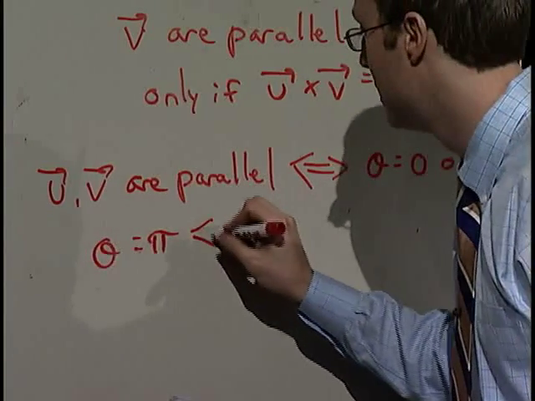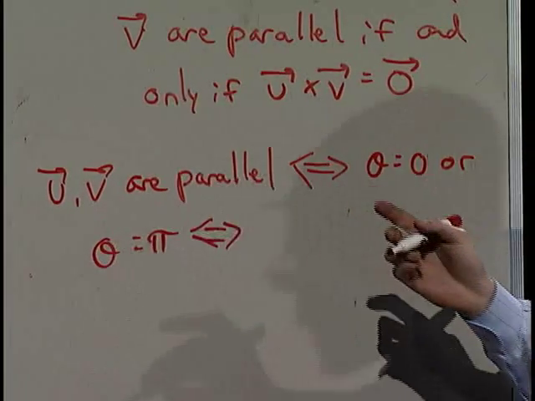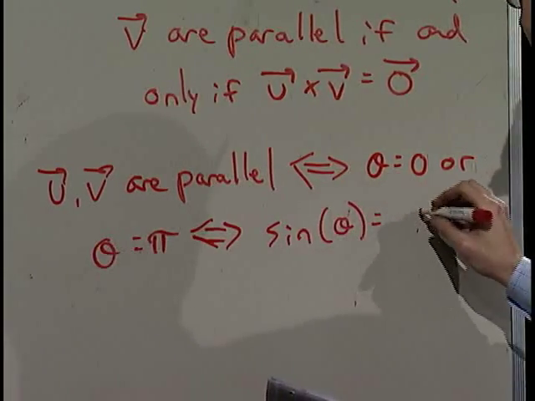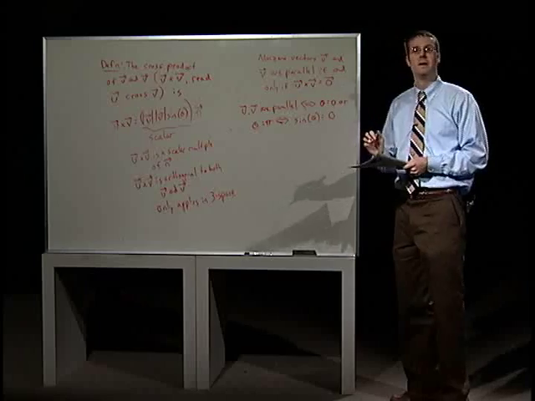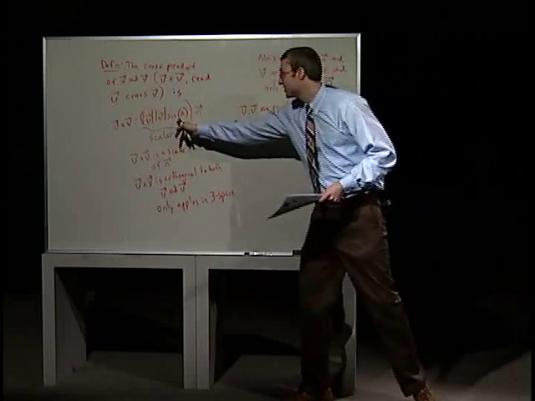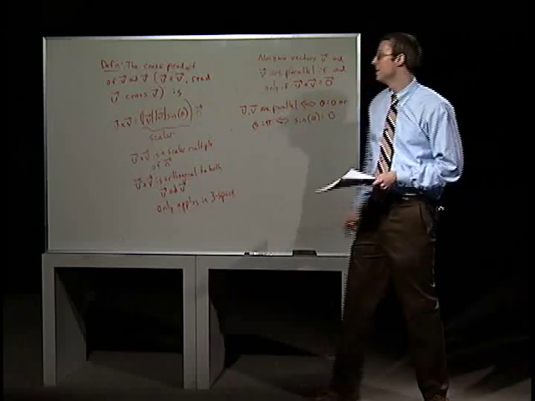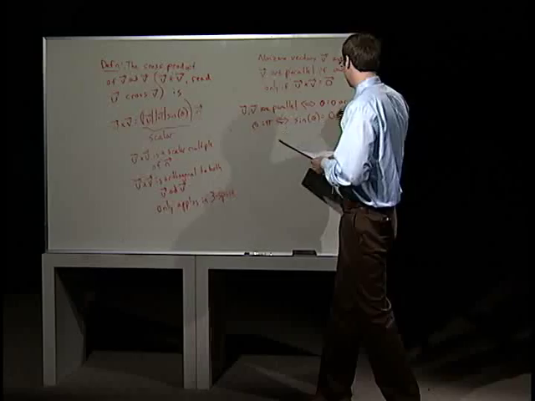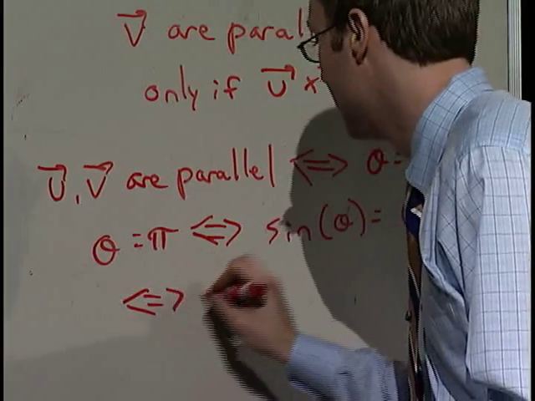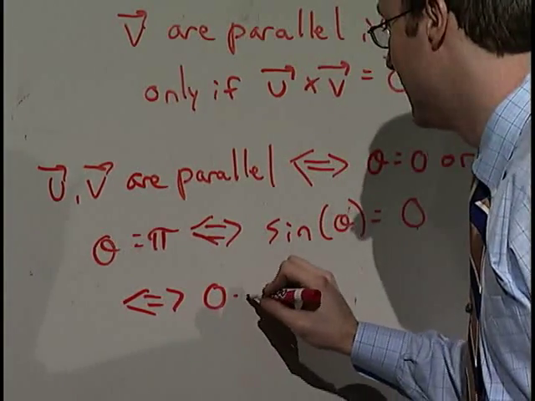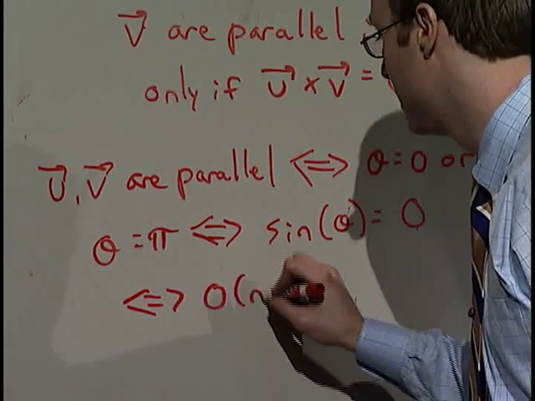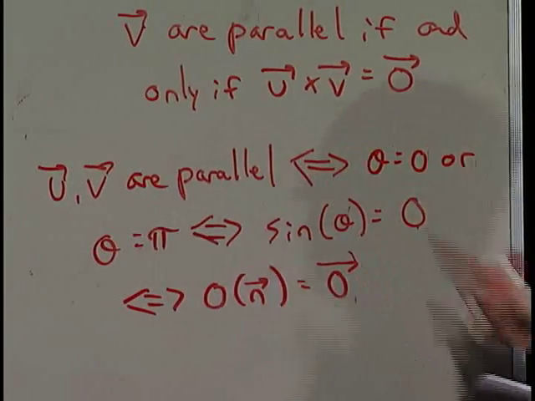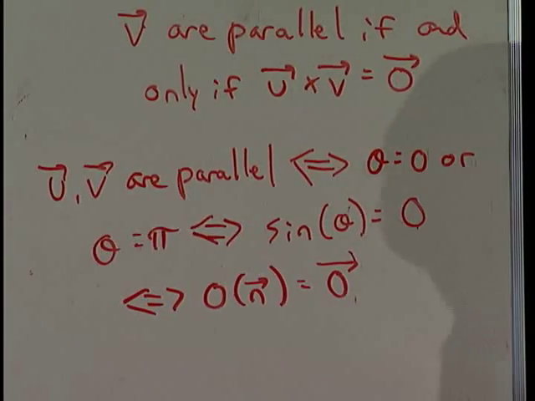And in that case, for either one of those angles, 0 or pi, the sine of theta is equal to 0. As a consequence, this whole scalar zeroes out. And so we have 0 times the vector n. That's the 0 vector. So 0 times n will give you the 0 vector. So there's your if and only if statement on that.